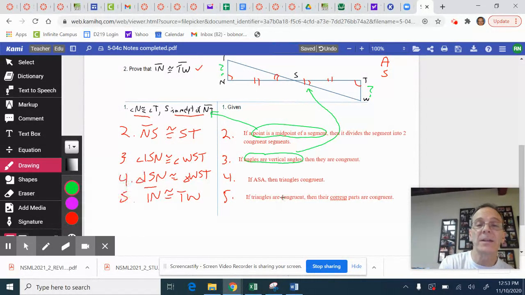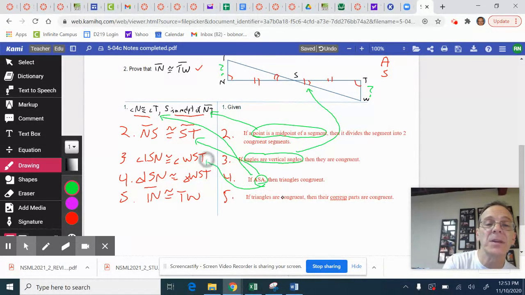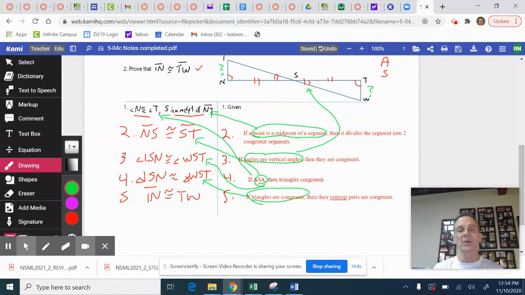And again, connecting ASA. Do we have ASA? Well, let's see. We got one pair of angles that was given. We have a pair of sides that we got here. I forgot the segment bar above that one. And then we got our second pair of angles here. And then if triangles are congruent, yeah, we had triangles congruent, right?